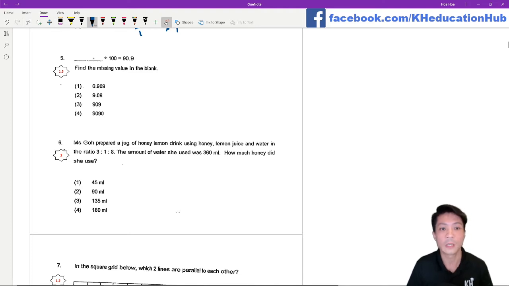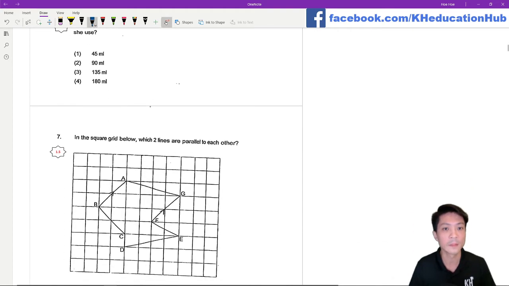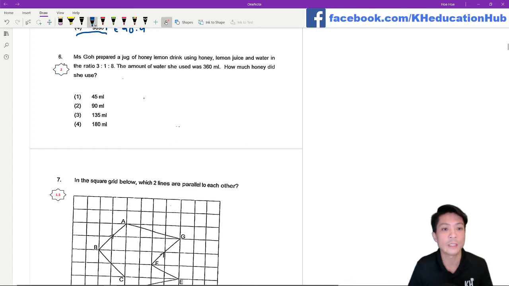Question 5 is asking what number divided by 100 will be equal to 90.9. So we can use the jumping bean method on 1, 2, 3, 4 to check which one will give you 90.9. Number 1, definitely not. Number 2, also not. Number 3 will give me 9.09, which is wrong. And the last one will give me 90.9, which means that the answer is number 4. Move on to question 6.